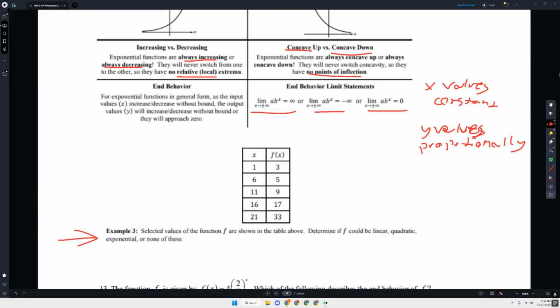Alright, we'll go over this. As we see, our x values are increasing proportionally, going by +5 each time. So it could be any of these three. And then our y values are going by 2, 4, 8, and 16. And if you see, our values are increasing by multiples of 2. Hence, it's exponential. Any questions about that? And now it's done.